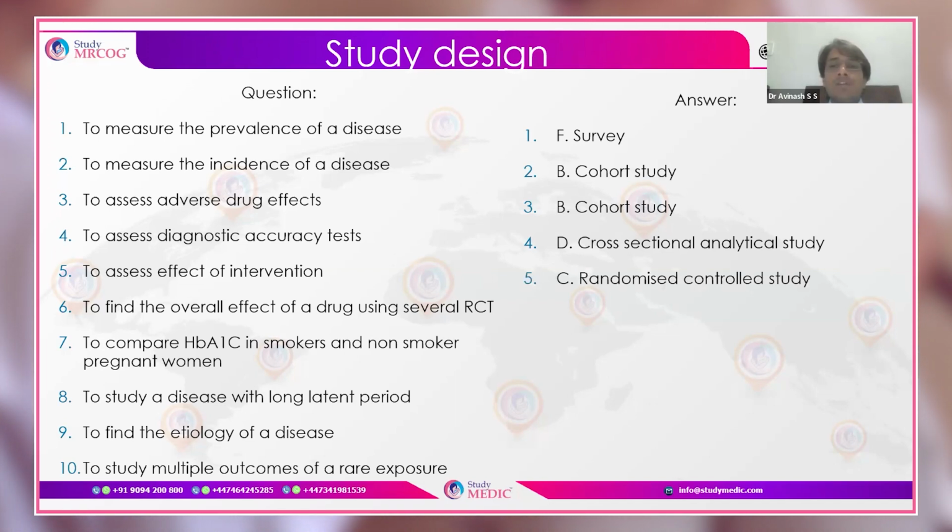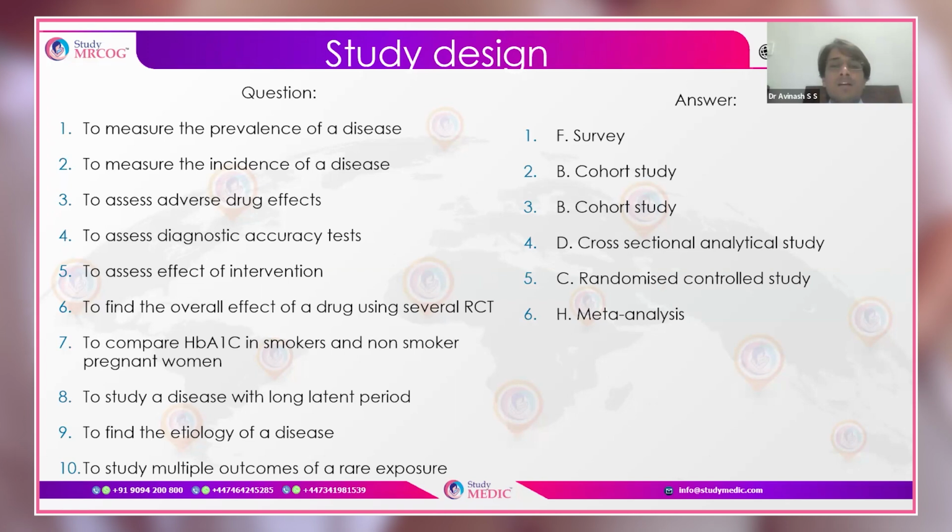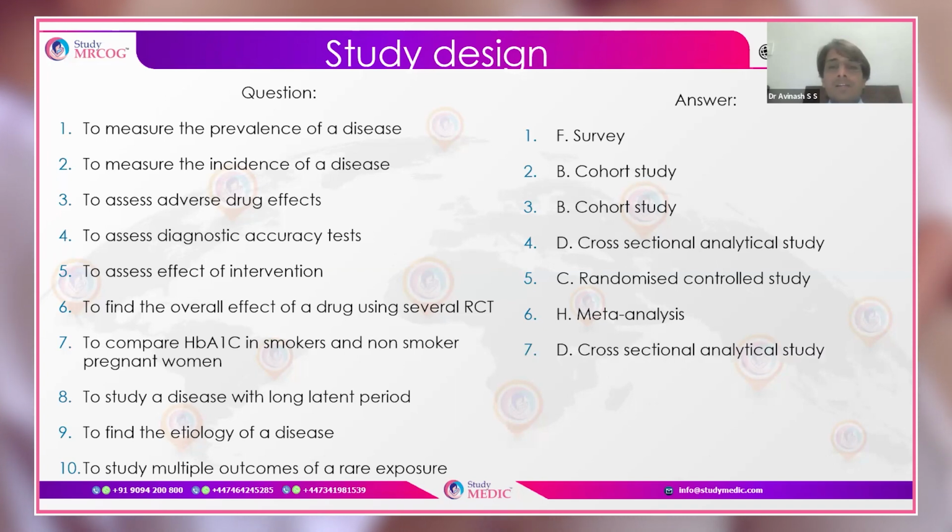To assess the effect of intervention, RCT. To find the overall effect of a drug using several RCTs, it is meta-analysis, as we discussed. To compare HbA1c in smokers and non-smokers among pregnant women, we have two groups selected, and the data on both the effect as well as the risk factor is collected and compared. It is the analytical cross-sectional study design.